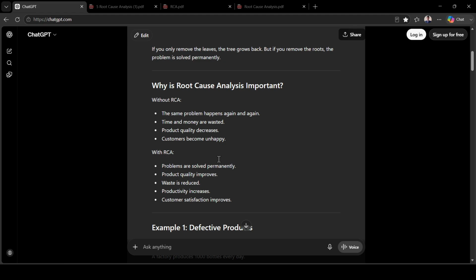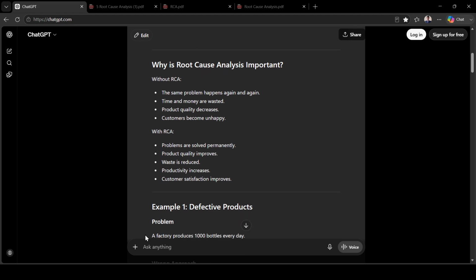So why is root cause analysis important? Without root cause analysis, the same problem happens again and again. Time and money are wasted. Product quality decreases. Customer becomes unhappy. With root cause analysis, problems are solved permanently. Product quality improves. Waste is reduced. Productivity increases. Customer satisfaction improves.